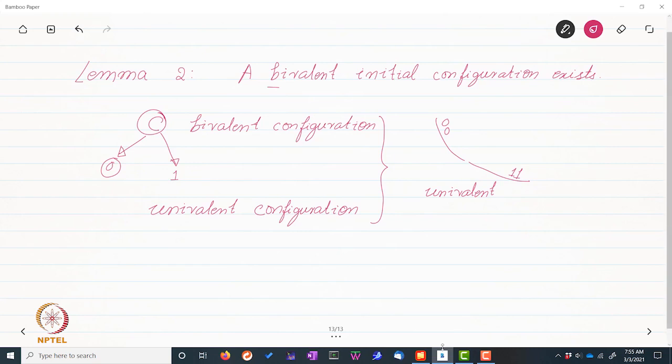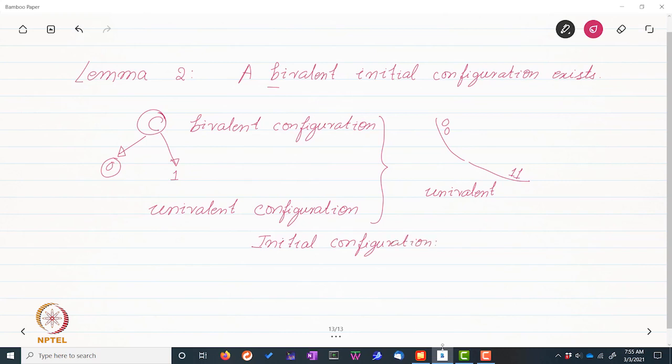Given this, let's look at what an initial configuration is. When we are starting the protocol, we have not sent any messages, there is no internal state, nothing. The only thing that we have in the initial configuration is basically the inputs. That's the only thing that we have.